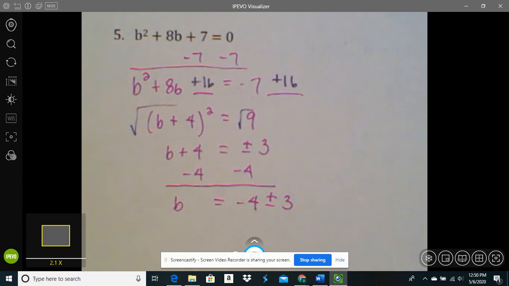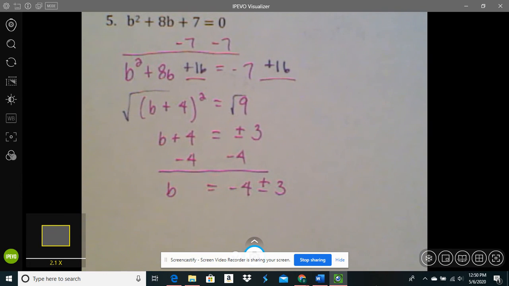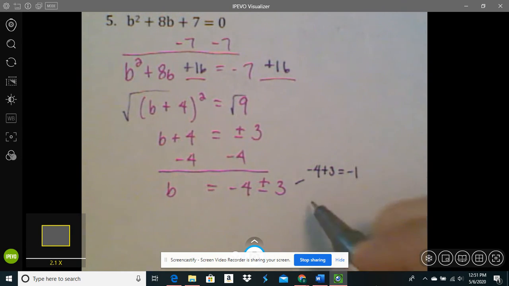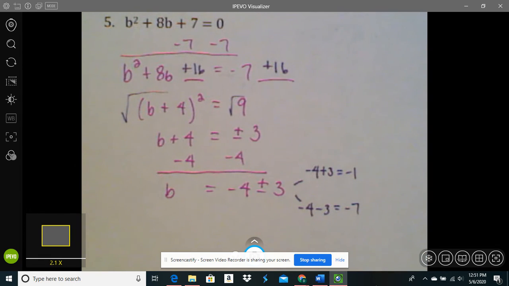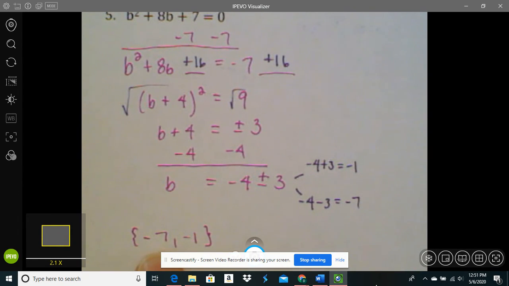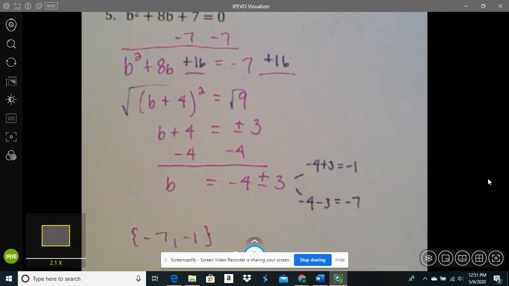Okay, so from here, I have to break this up into the two math problems. So this is negative 4 plus 3, which is negative 1, but it's also negative 4 minus 3, which is negative 7. So my solutions are negative 7 and negative 1. Remember, this is more negative. It's further to the left on the number line. This one is closer to 0. Okay, so keep that in mind.